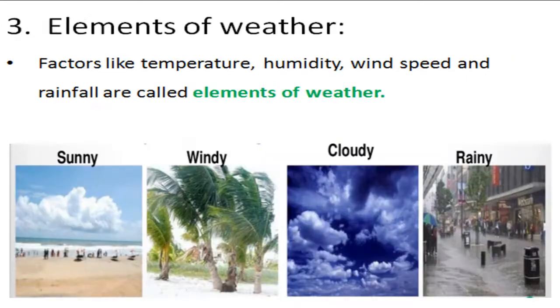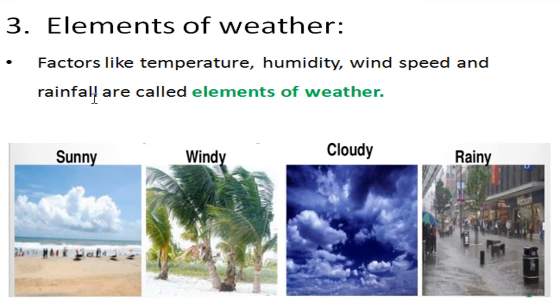Our third keyword is elements of weather. Factors like temperature, humidity, wind speed and rainfall are called the elements of weather. They determine the weather of that particular place.